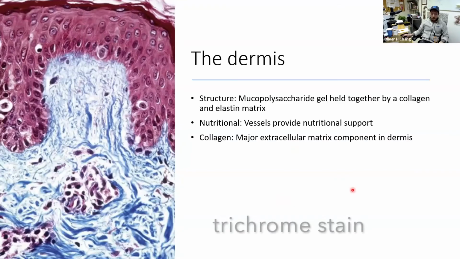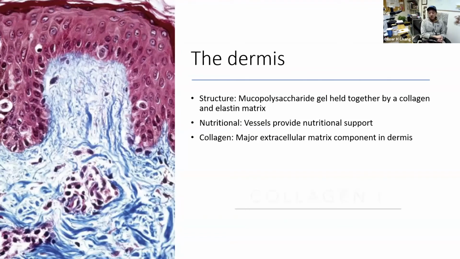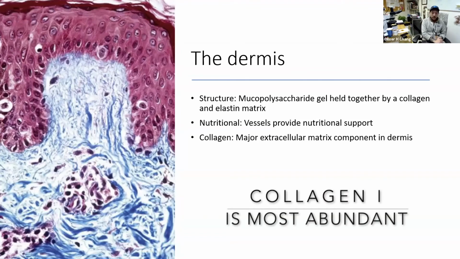The dermis is essentially just this mucopolysaccharide gel that's held in place by a scaffolding of collagen and elastin. So collagen is a major extracellular matrix component. It's mainly synthesized by fibroblasts, but other cells can also make it. Keratinocytes can make it, endothelial cells, smooth muscle cells. The most abundant collagen is type 1, and it'll link up with type 3 collagen to make the broad bands that we normally see in H&E stained sections.